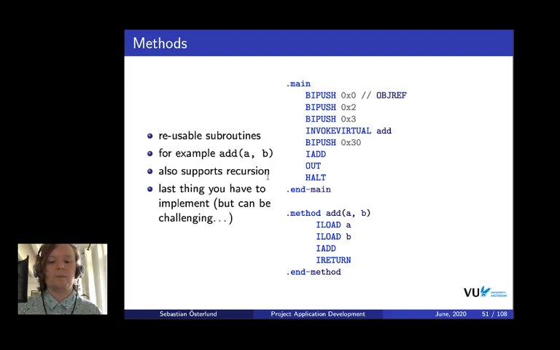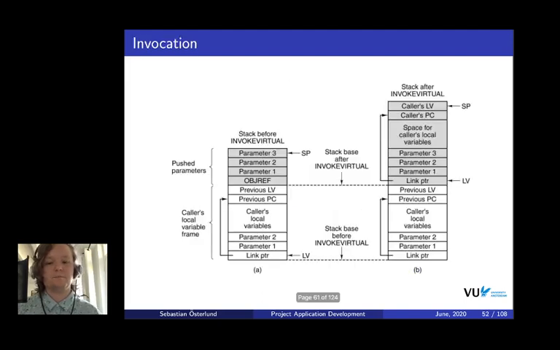And I already mentioned this, you can do nice things like recursion with this, so you can implement some cool stuff. And I mentioned it's the last thing you need to implement, the last mandatory thing you need to implement for this course. If you look back at this picture that I already showed you before, the example in this picture is what the memory layout looks like before and after invoking a method.